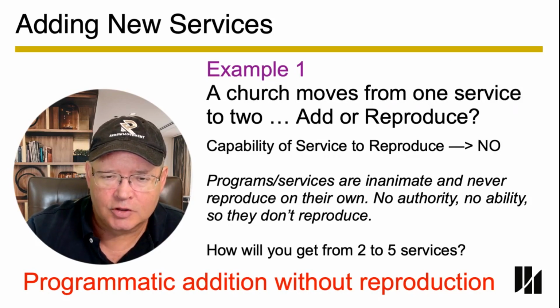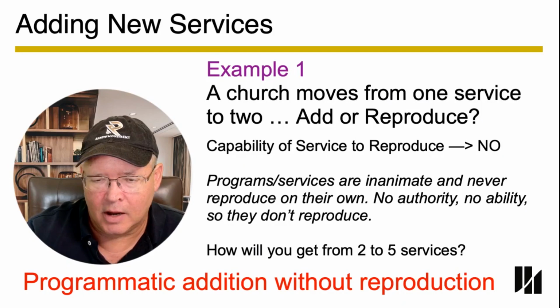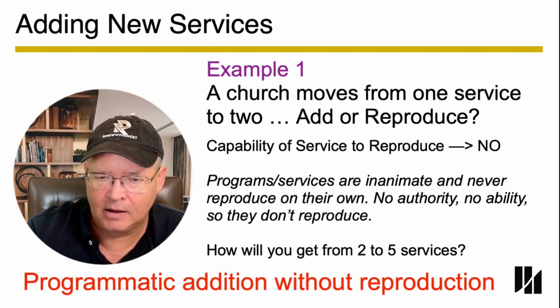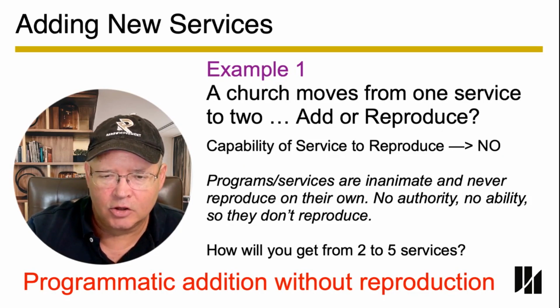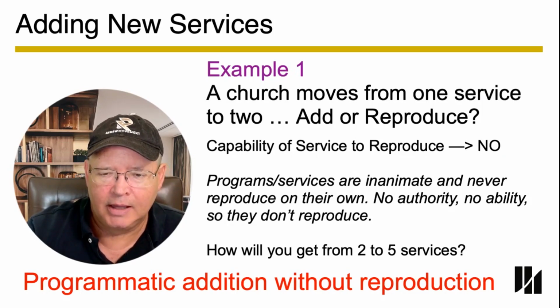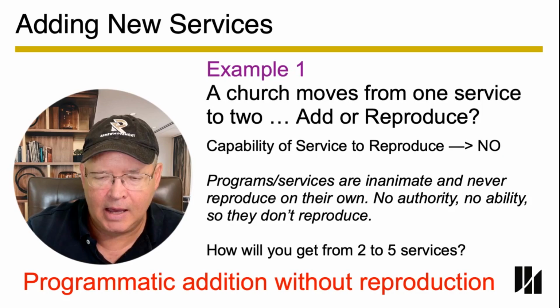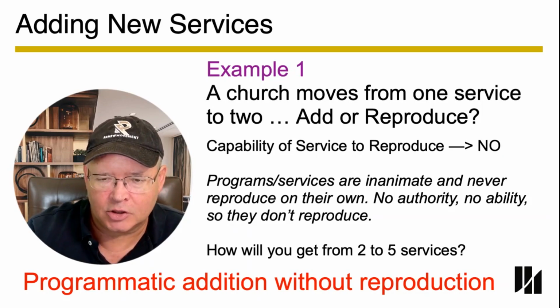So our first example in church is a church moves from 1 service to 2. They had an 8 o'clock service. Now they move to an 8 o'clock and a 9:30 service. Have they added or have they reproduced? And this is core to understanding the difference in addition and reproduction. Our first question then is, does the new service that was just started have the capability itself, capability and authority, without someone else's permission for it to turn around and reproduce?